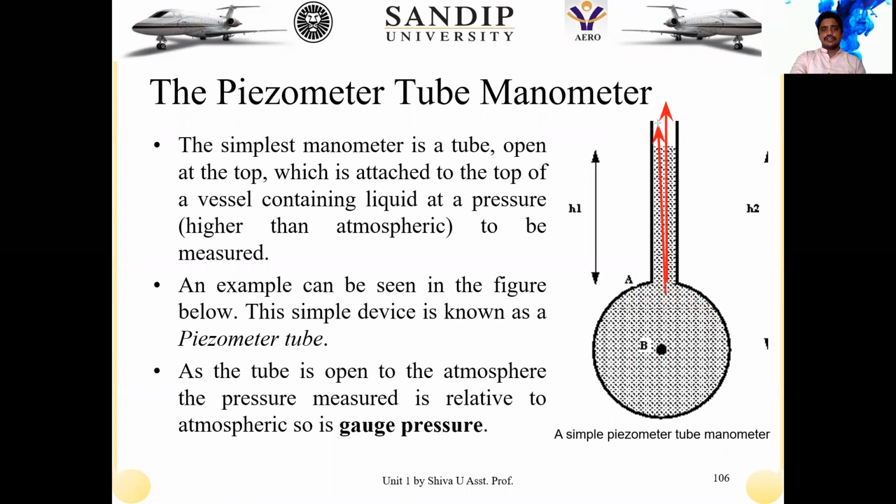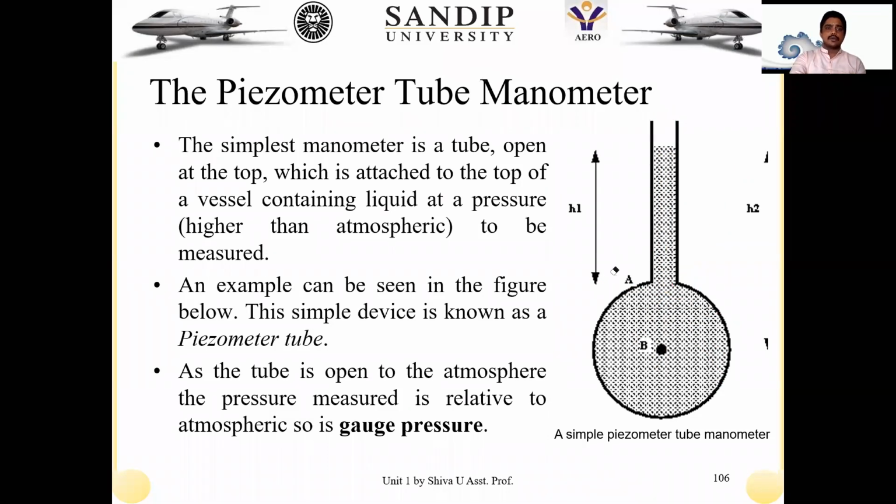Now my interest is to know the pressure at the point B. Here we have defined two heights. h1 is the height from the free surface level to the point A, and where B is located, that height is represented as h2. So we have noted the heights from the free surface to the point A as h1, and from the free surface to the point B as h2. Right. So this is a simple construction of a piezometer.